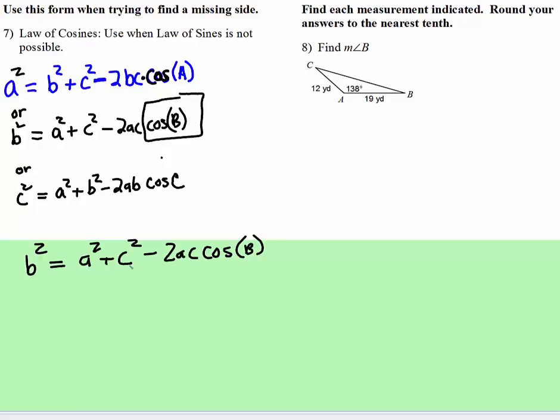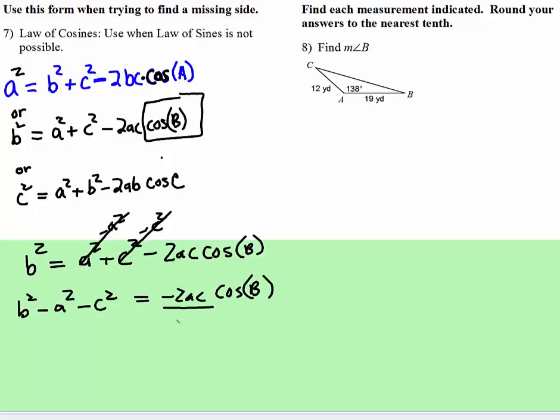So I subtract a squared and c squared from both sides: b squared minus a squared minus c squared equals negative 2ac times the cosine of B. Notice this whole thing is attached by multiplication, so I'm going to divide both sides by negative 2ac, and then we can set it up.